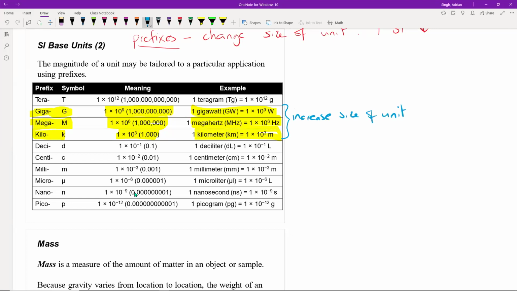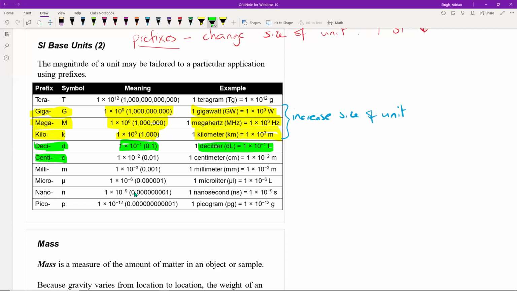And the ones underneath are the ones that now decrease the size of the unit. So out of these, there's several more of the smaller prefixes, and we need to know these as well. So deci, symbol small d, means 1/10 of something. So deciliter is 1/10 of a liter. A decigram, 1/10 of a gram.